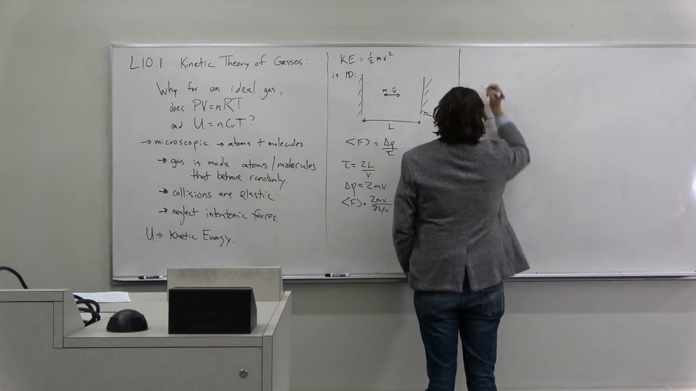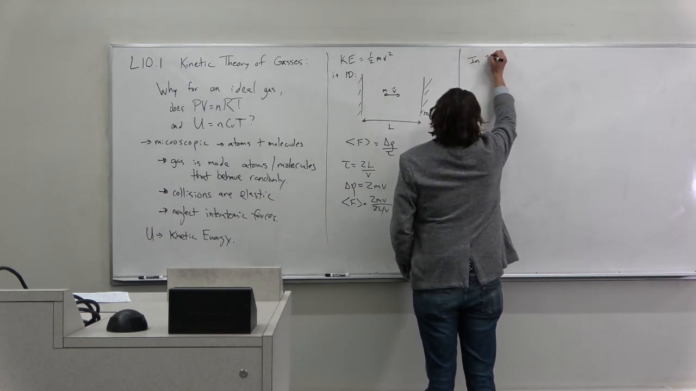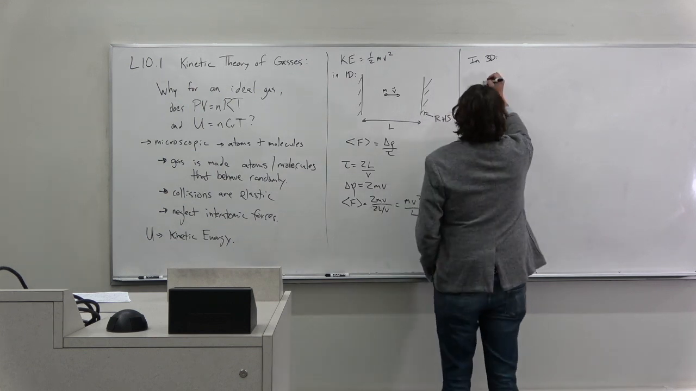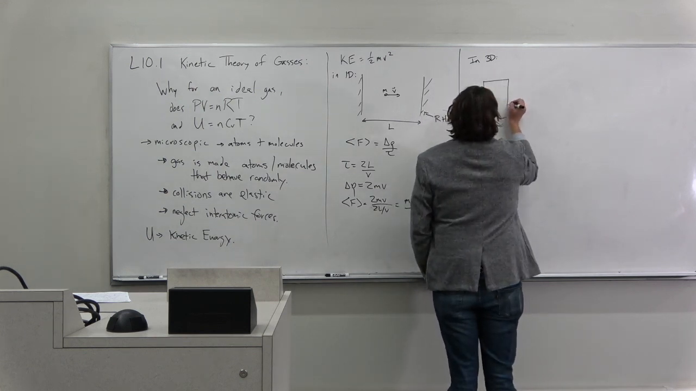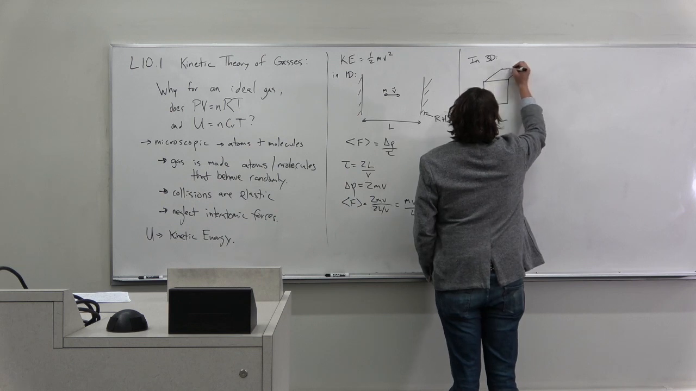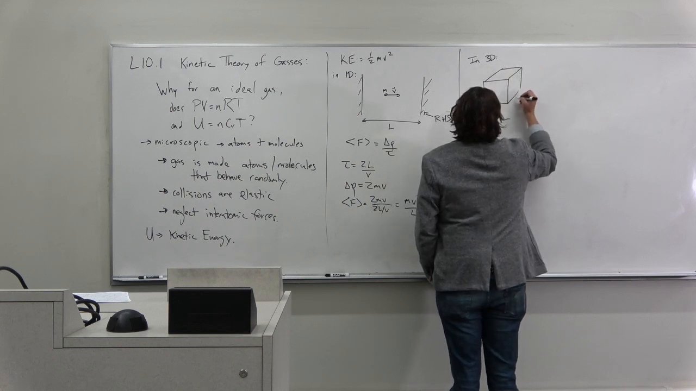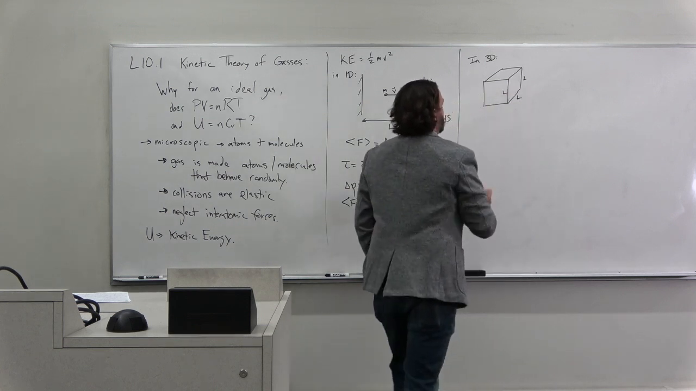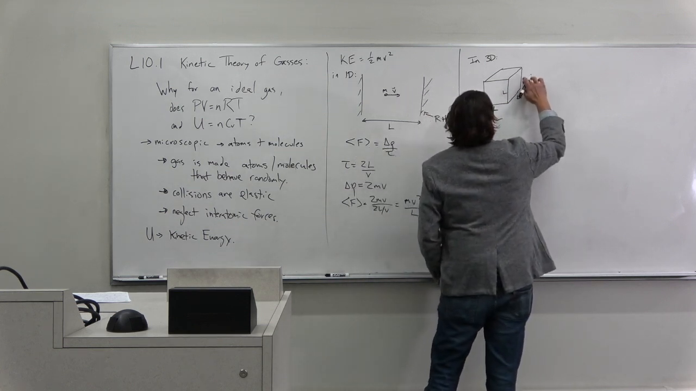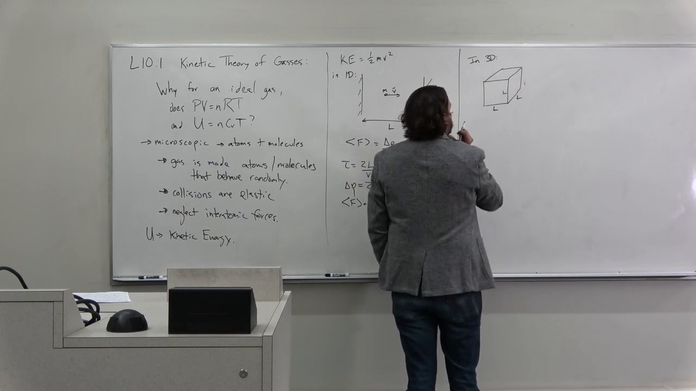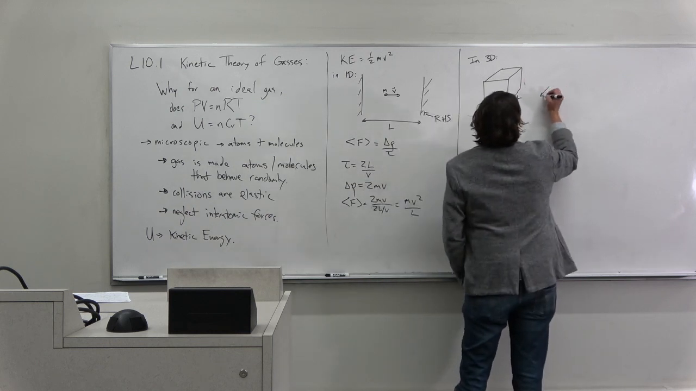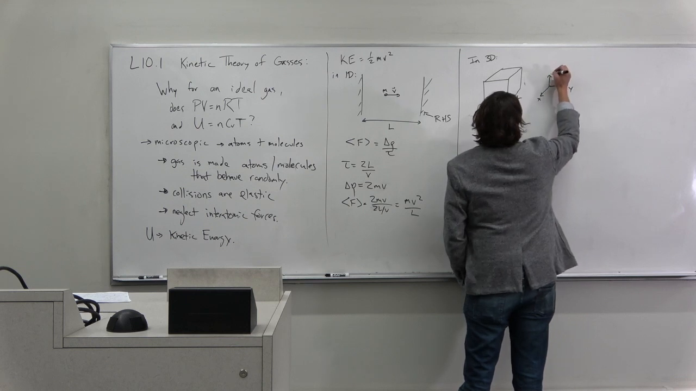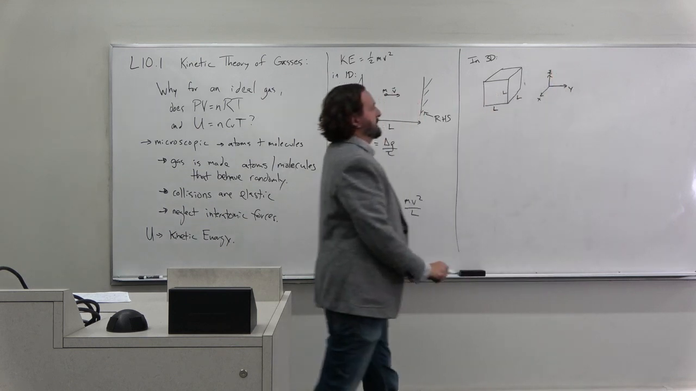And now let's imagine in 3D how we deal with this. So let's imagine a 3-dimensional box. And we're going to make every single side length L. And really this is a unit box in the X, Y, Z plane.